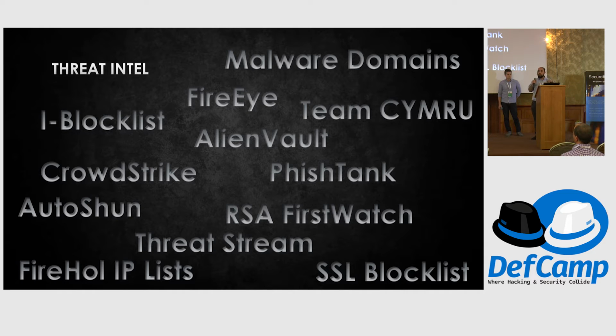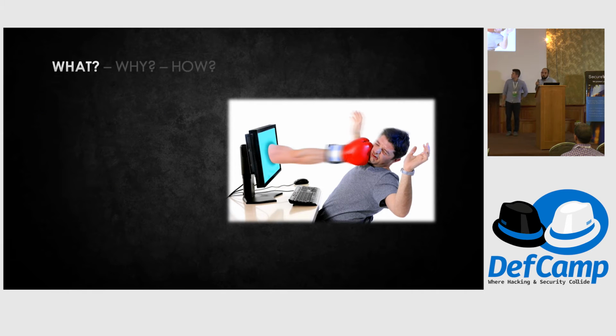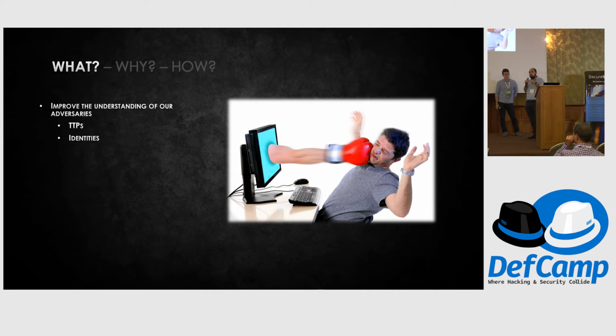We try to divide this presentation into three main areas: what we are trying to accomplish, how we are trying to accomplish it, and of course why. So what are we trying to accomplish? We are trying to improve the understanding of the adversaries by understanding their tactics, techniques, and procedures. We are trying to see who they are and at least attempt to understand why they are attacking us, right?